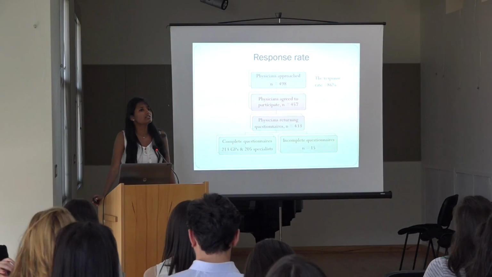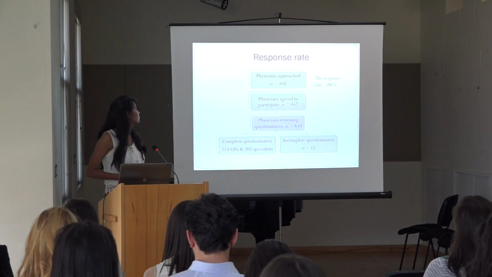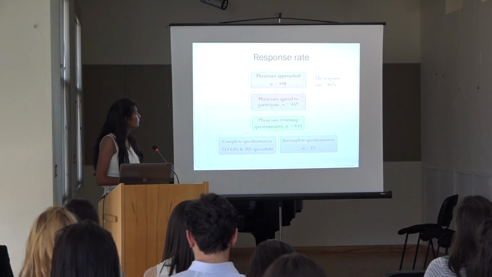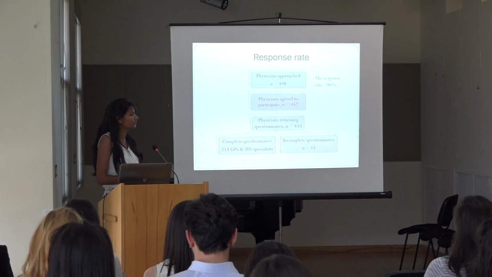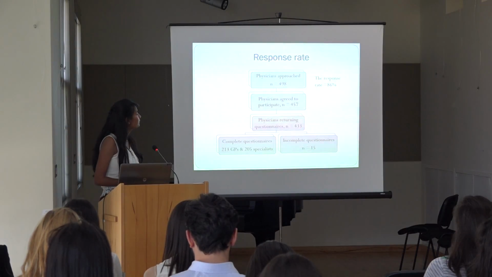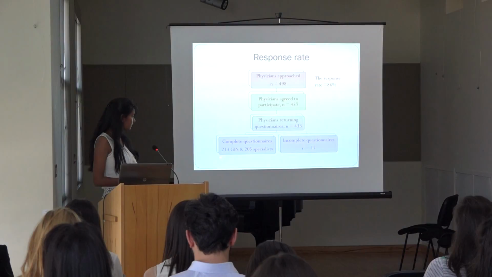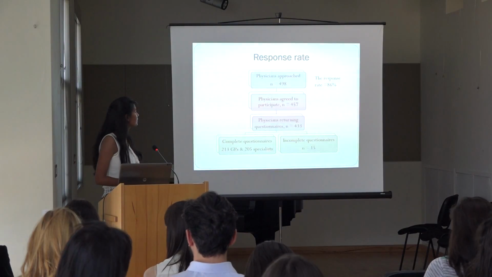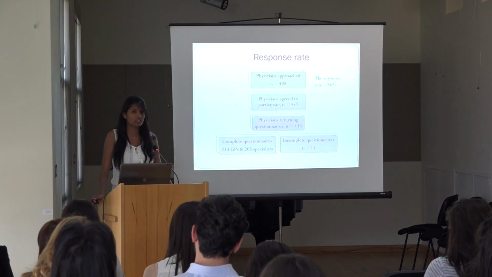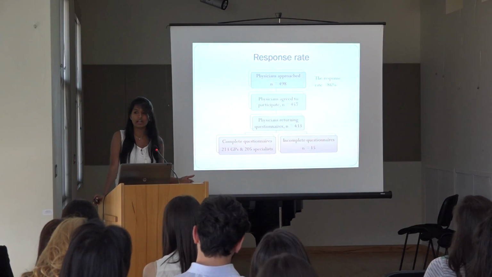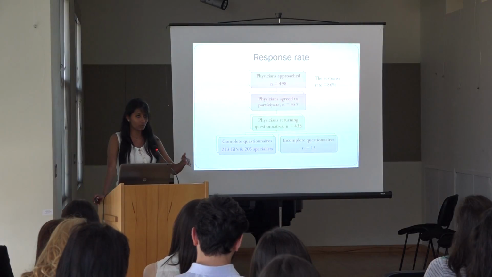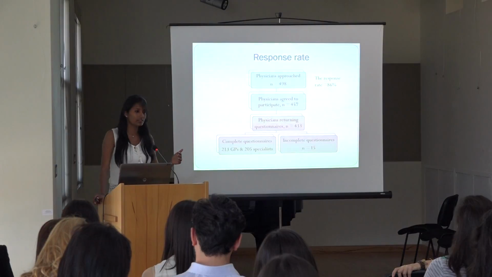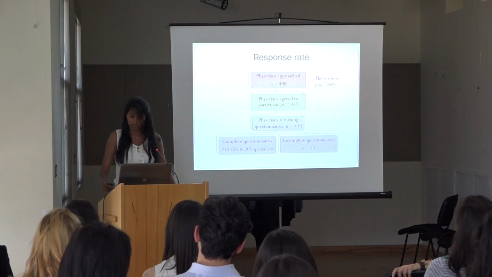And as a result, the response rate was as follows. We approached 498 physicians. Among them, 457 agreed to participate, and we had 433 written questionnaires, 213 GPs and 205 specialists, and there were 15 incompletes. We considered questionnaires incomplete if more than 50% of the questions were unanswered, or the physician didn't answer whether they were GPs or specialists.